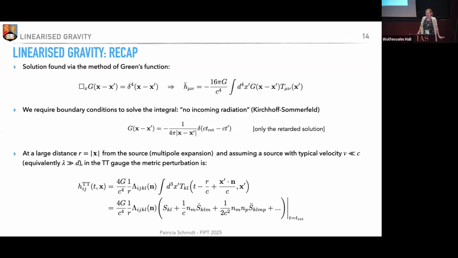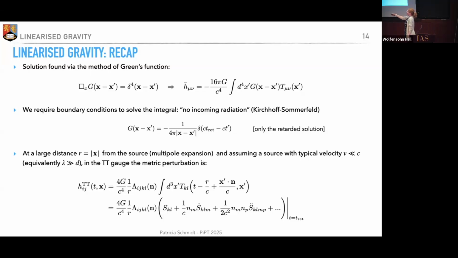So that's kind of one of the assumptions. I don't know, sometimes this is a bit swept under the rug. But that's why we only have essentially the retarded solution selected here. Now we do what Matthias did in the morning and drew very nicely on the board. We consider our source and we consider a point very, very far from the source.